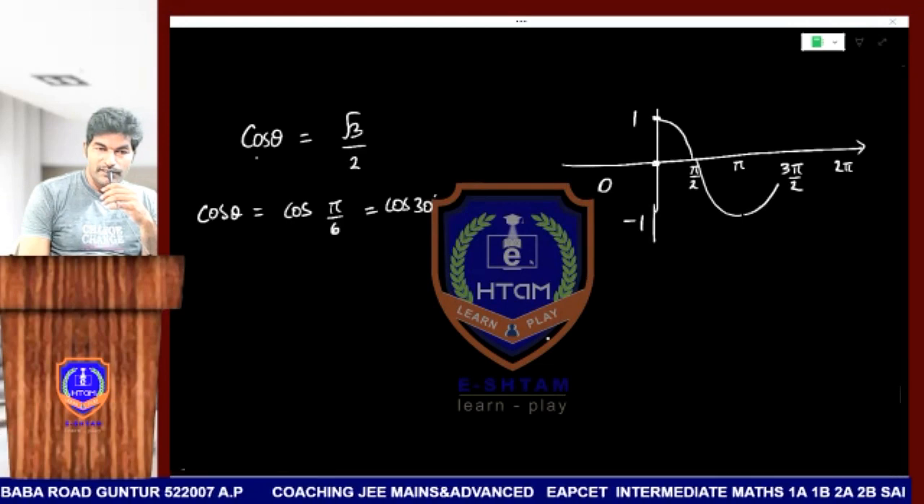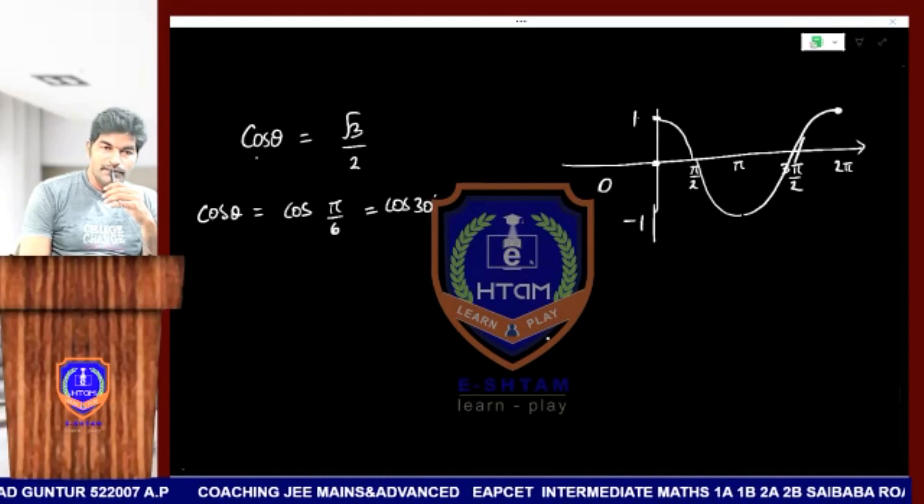Cos pi is minus 1, and cos 3 pi by 2 is 0, and cos 2 pi is plus 1. So this is the graph actually.